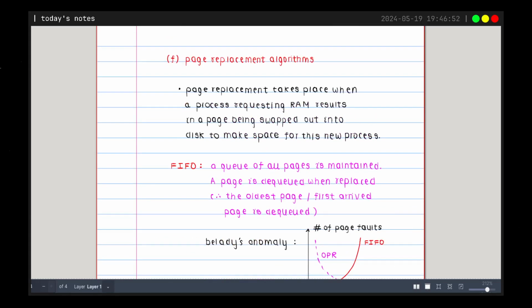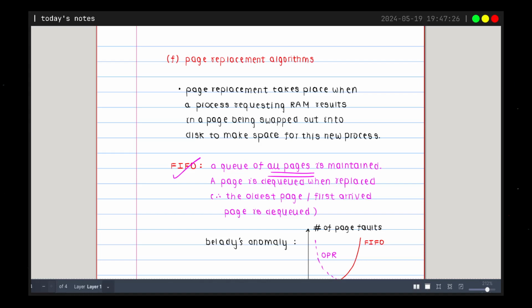The first method of page replacement algorithms is first in, first out, where you maintain a queue of all the pages currently in the RAM, or essentially a queue of all the frames. The terminology doesn't have to be that specific here, but it's best if you refer to them as pages. You keep a queue of all the pages that are in the RAM right now, and when you want to bring a new page or a new frame into the RAM and kick out one of the existing frames or pages, what do you do?